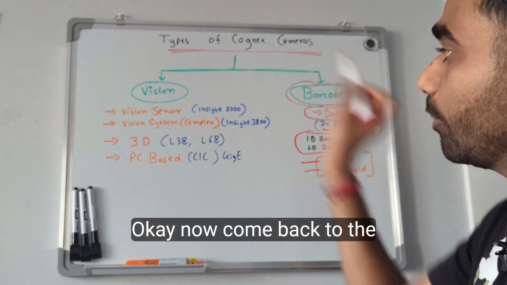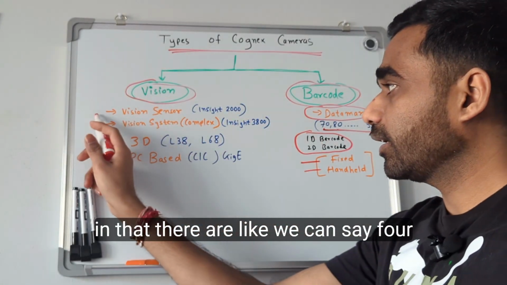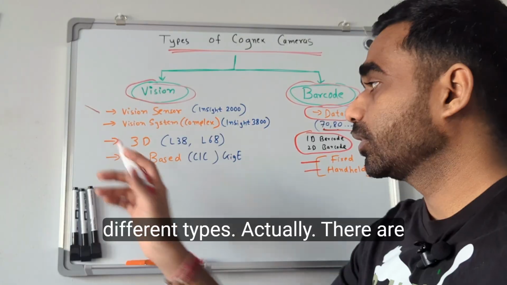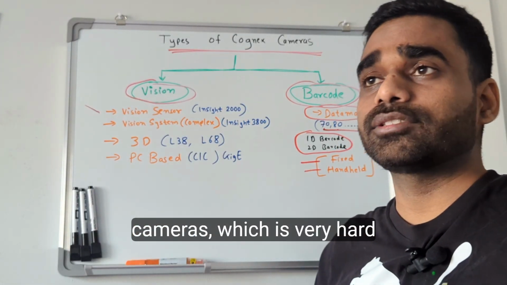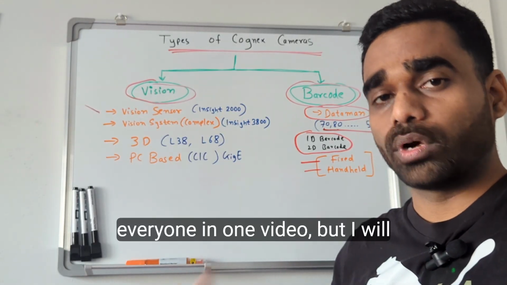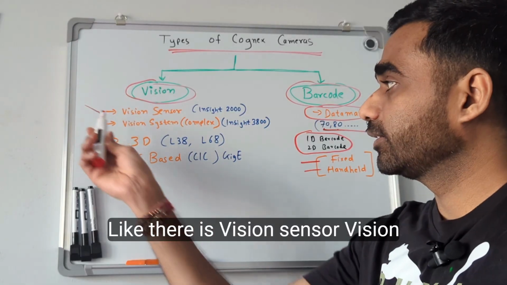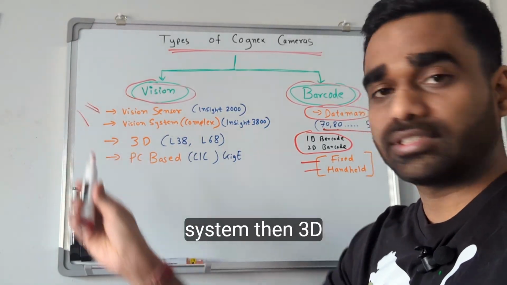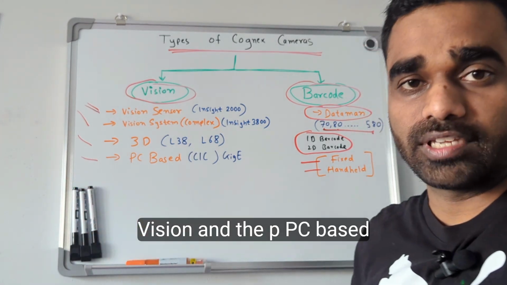Okay, now come back to the vision Cognex cameras. In that there are, we can say, four different types. Actually there are so many different types of cameras that it is very hard to gather everyone in one video, but I will explain the main vision cameras: vision sensor, vision system, 3D vision, and the PC based cameras.